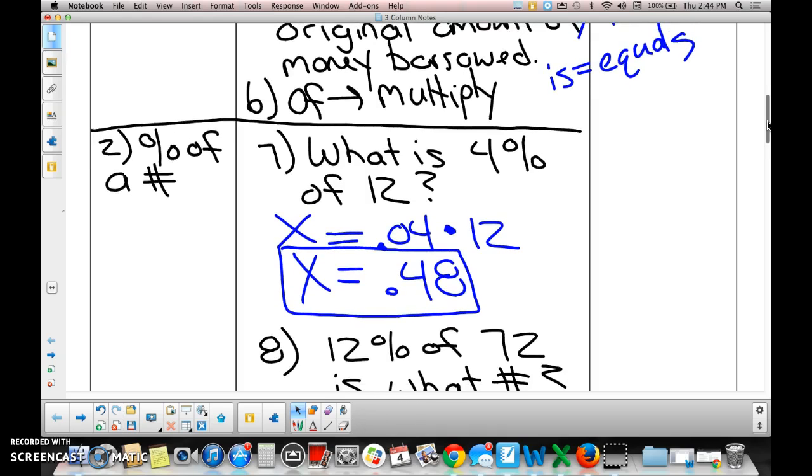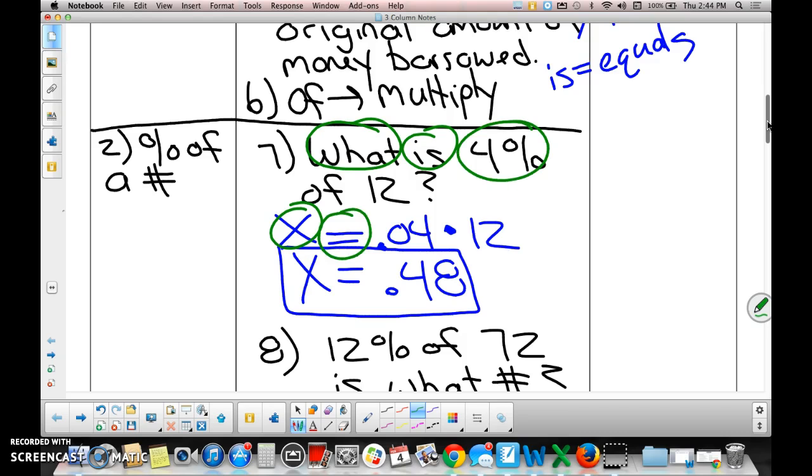What is 4% of 12? I asked you to write a number sentence. We took the word what, and what did we use for what? X. What means X. That's what we're trying to figure out. What does is mean? Equal. 4%. Do you ever use percentages in calculating? No. You have to convert your percentages to either a fraction or a decimal, and you know 4% is the same as 0.04. What does of mean? Multiply. And 12 would be your 12.